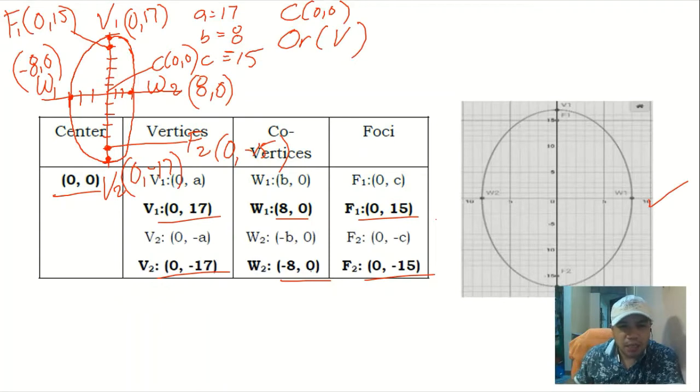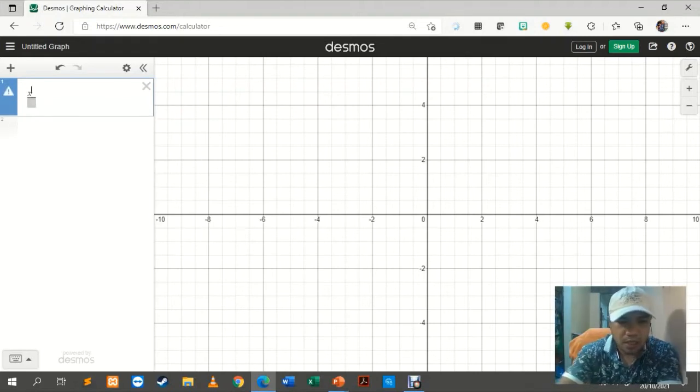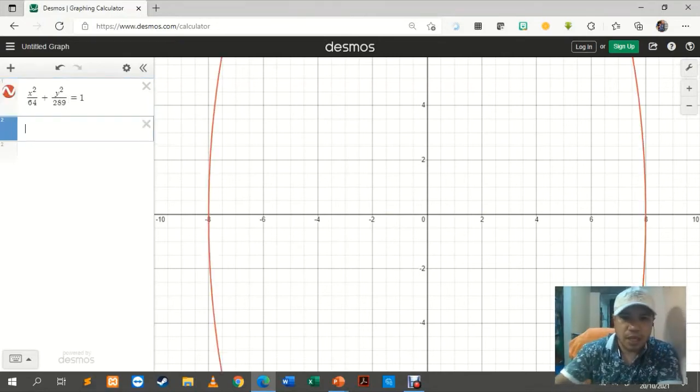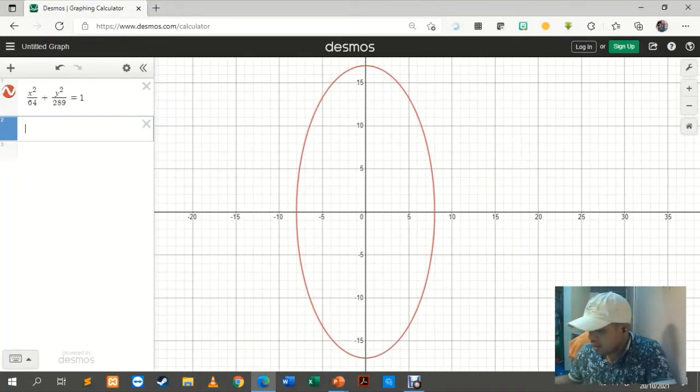Okay, try natin siyang i-plot sa Desmos. So, desmos.com, i-plot ko siya: x squared over 64 plus y squared over 289 is equal to 1. At yan yung magiging itsura ng ellipse natin.